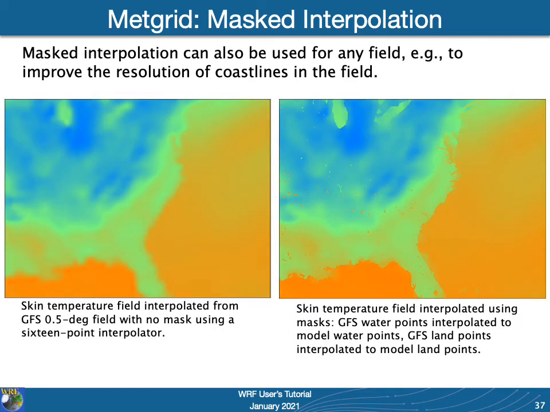It's even possible to use masked interpolation for fields that are valid everywhere, and we can see an example of that on this slide. On the left panel, we're looking at the skin temperature field that has been interpolated from a half-degree GFS dataset onto a high-resolution model domain over the eastern United States. The skin temperature field is valid everywhere, so we can do something simple like apply a 16-point interpolation stencil everywhere, and the result is certainly a valid skin temperature field.